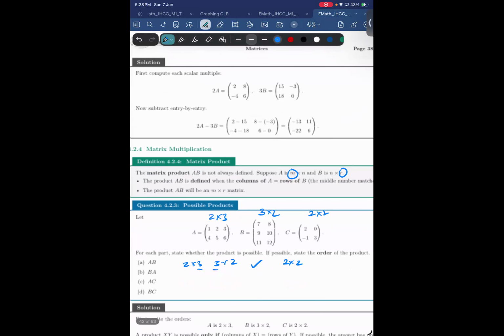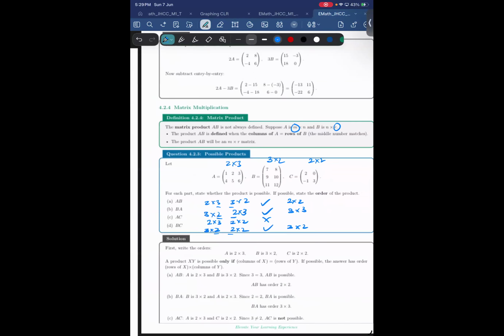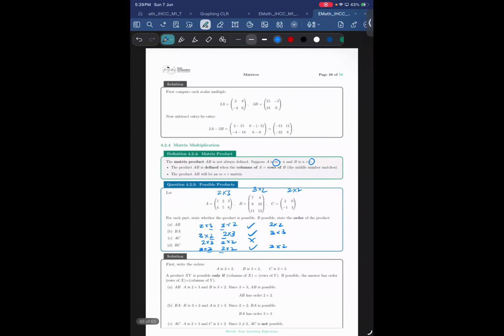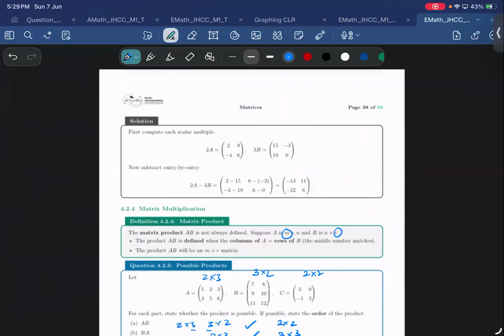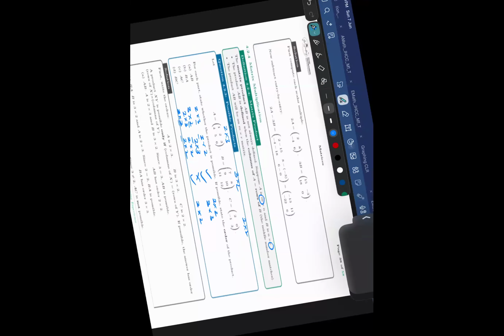Then BA, B is 3 by 2 and A is 2 by 3. Once again, the middle number matches, so you can do it, and the output will be 3 by 3. AC, the middle number here does not match, so you cannot do this. If you cannot do it, then there's no order of product. Then BC, B is 3 by 2 and C is 2 by 2. The number matches, good, and the output will be 3 by 2. So always check whether you can. In the exam you won't be given something you cannot matrix multiply anyway, but it's still good to check, just to verify.